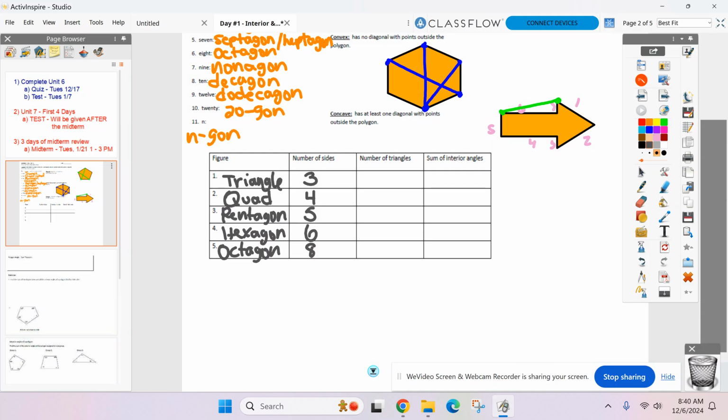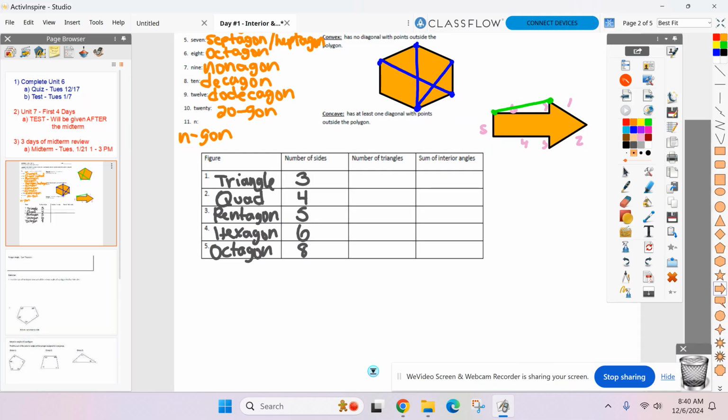And we are going to try to figure out how in the world we figure out what all the angles add up to inside. So let me show you how to fill out this chart, and then you're going to finish the chart in your groups. Let's start with the triangle.